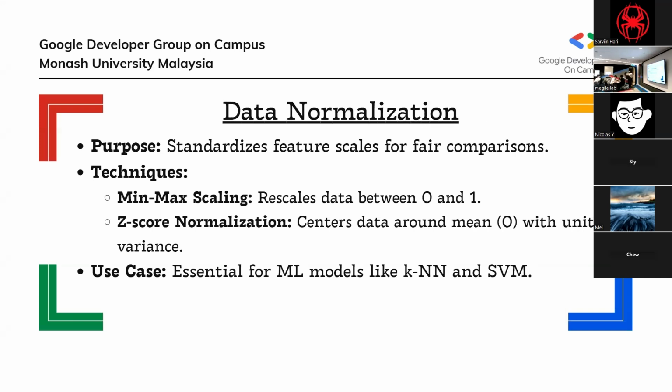The second step we did in BigQuery is data normalization as well. Basically, we scaled the data to a more consistent manner.